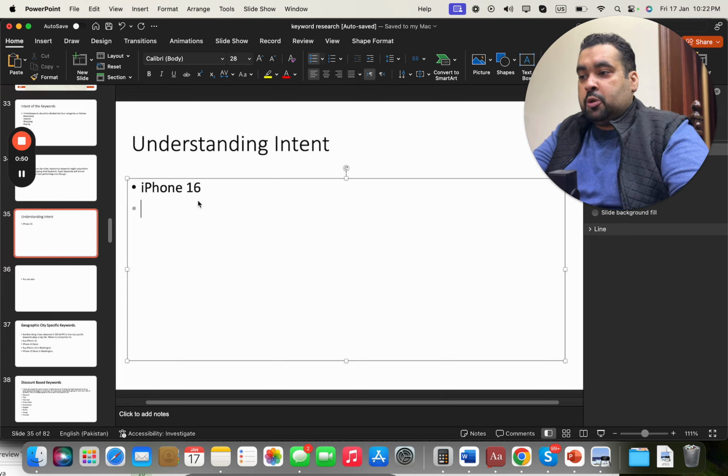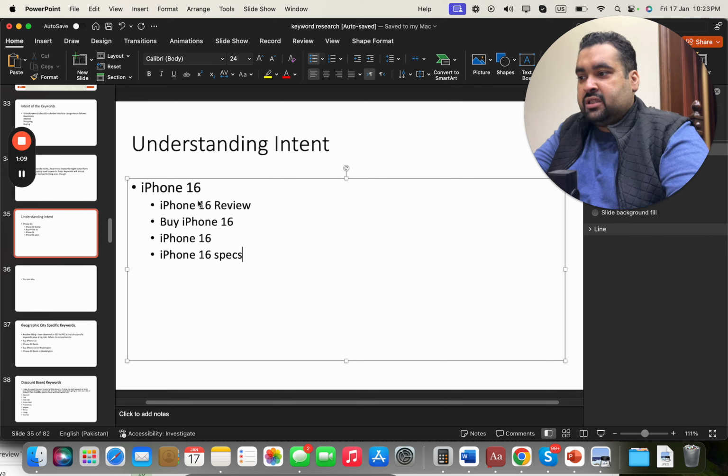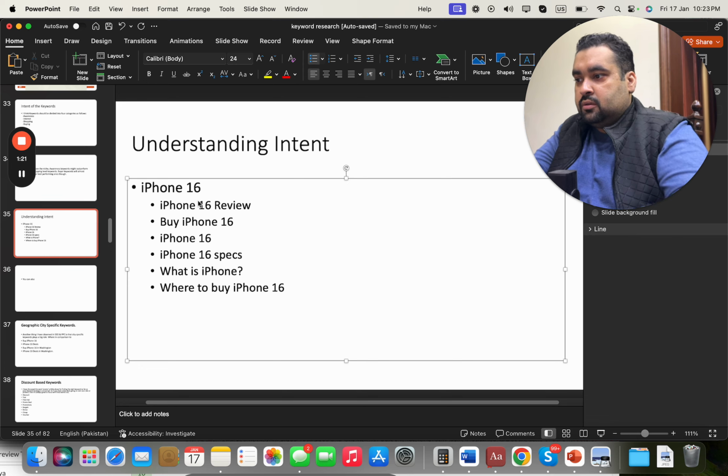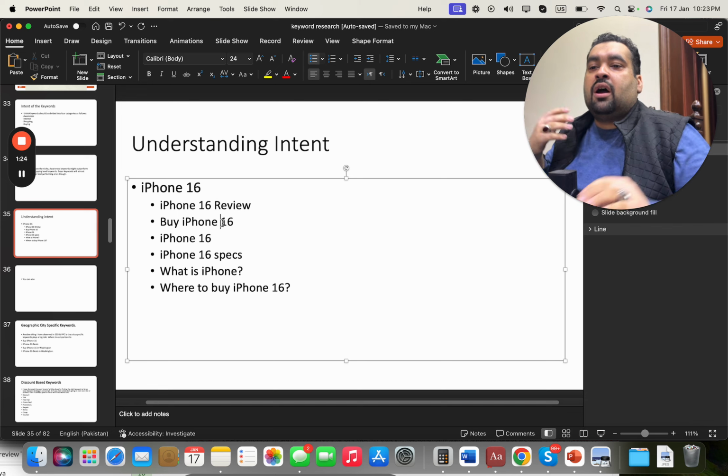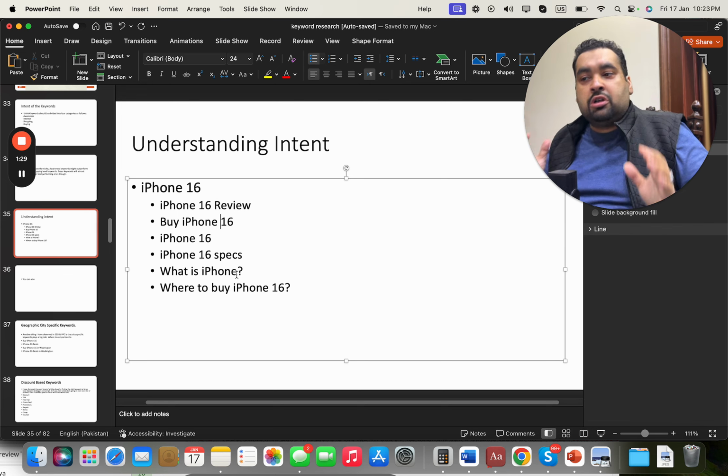Now you know that there could be several keywords like iPhone 16 review, buy iPhone 16, iPhone 16 as a generic keyword, iPhone 16 specs, what is iPhone, where to buy iPhone 16. So now try to understand that also all the keywords are relevant and have good amount of searches.